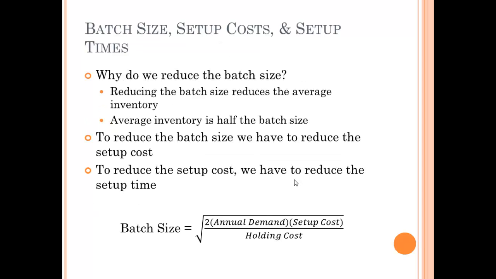All right, so why do we reduce the batch size? Reducing the batch size reduces the average inventory. Your average inventory level is half your batch size. So that's how we save money. Remember, if we reduce inventory, we reduce our money that's tied up. So to reduce the batch size, right?